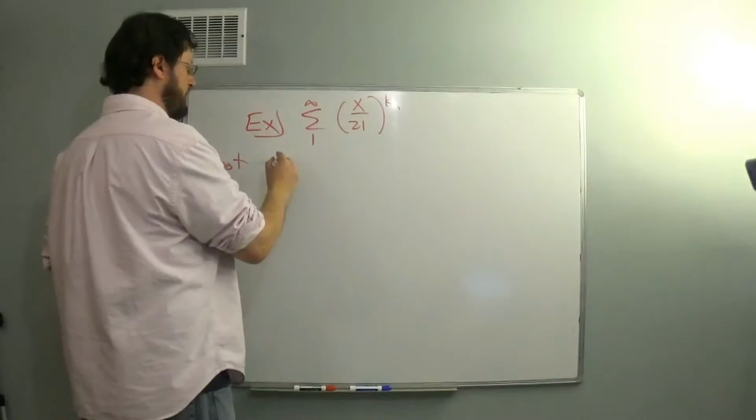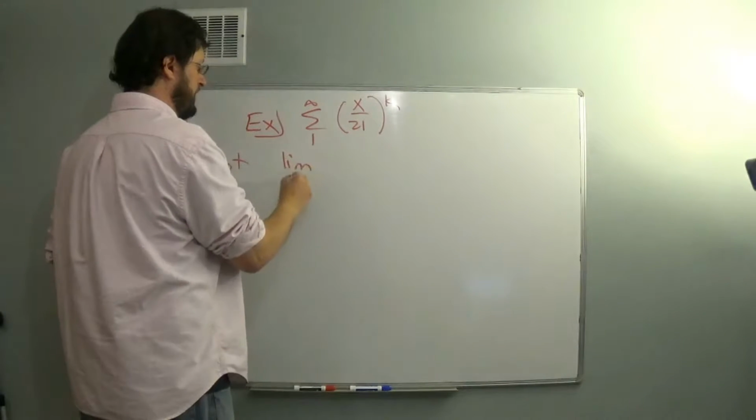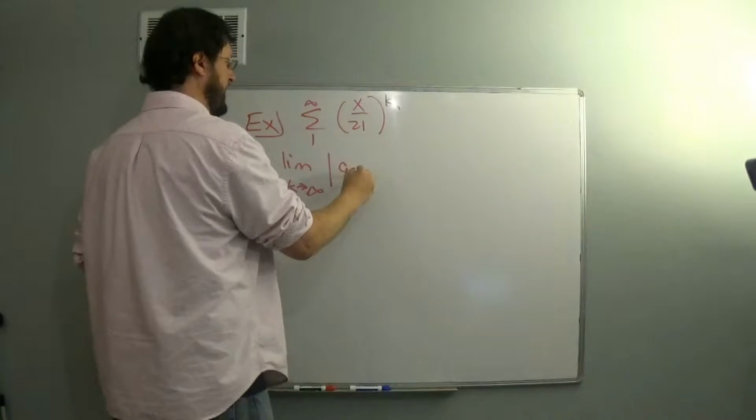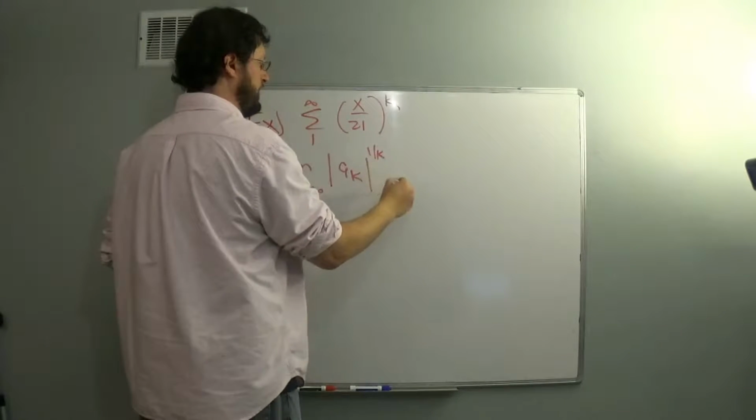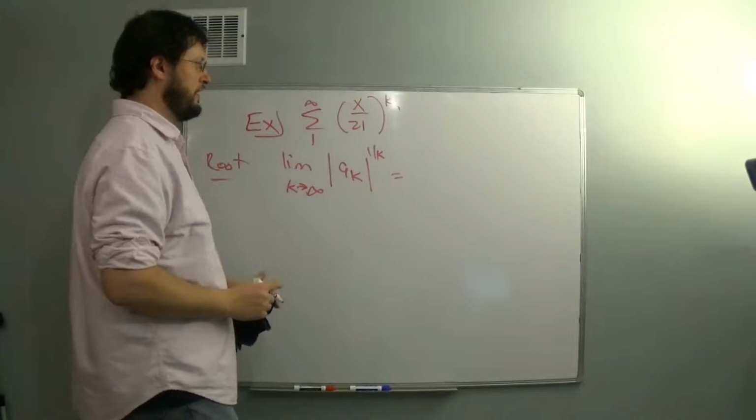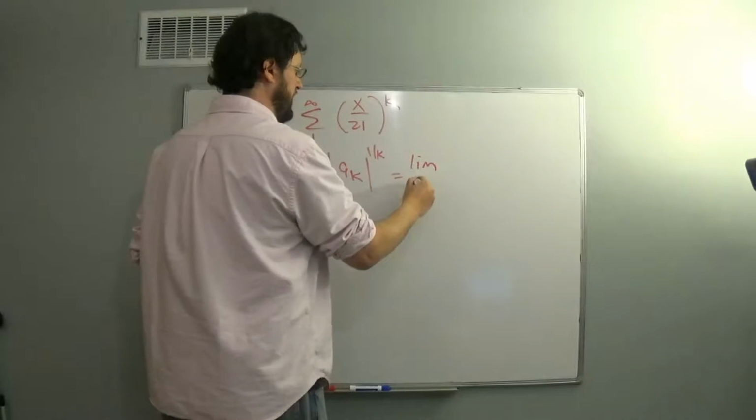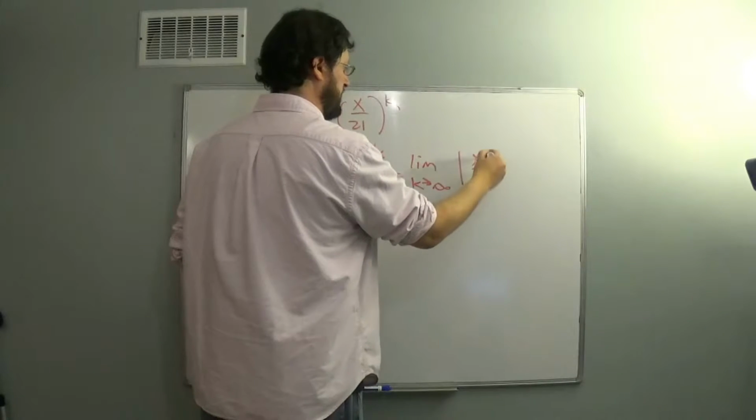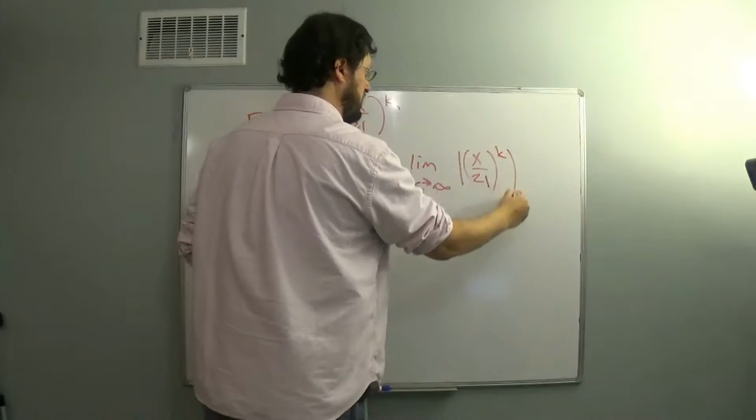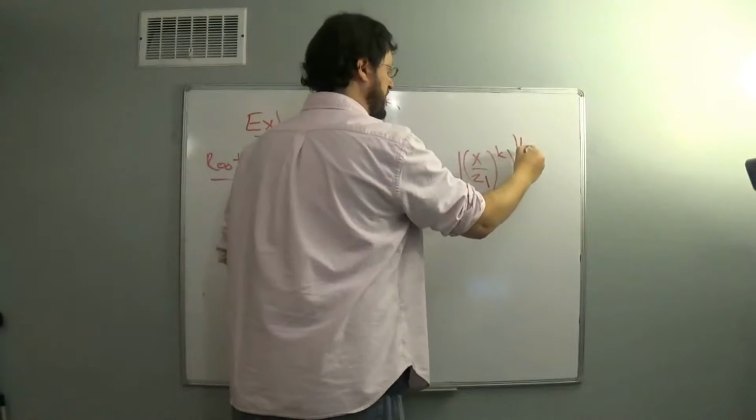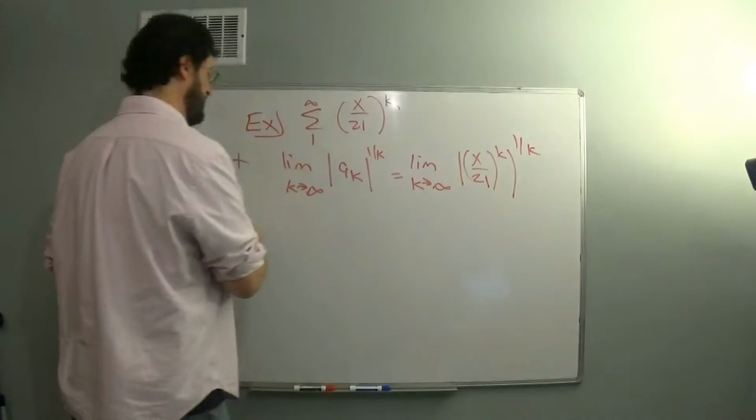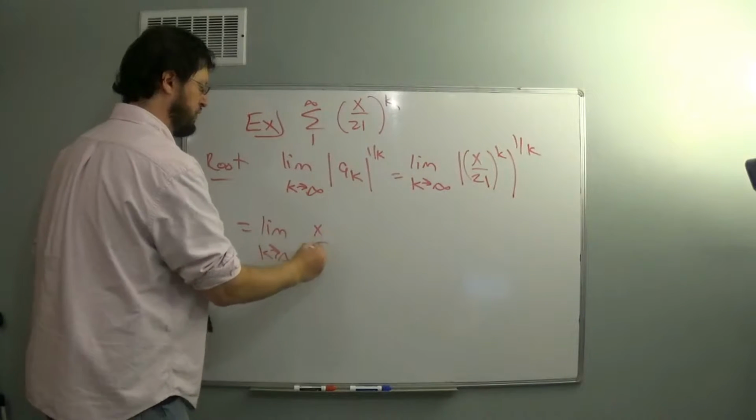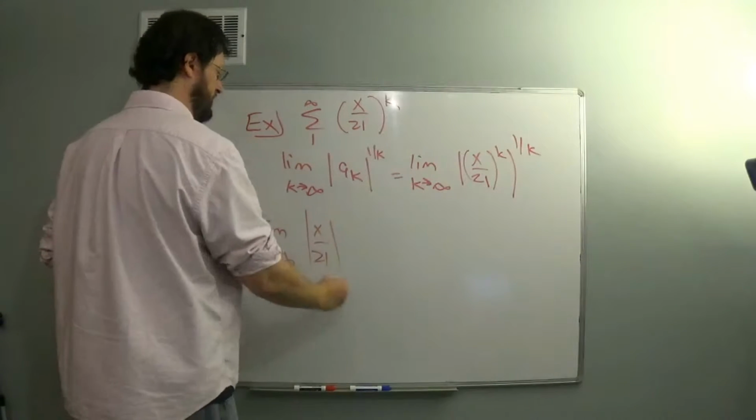And for the root test, we want the limit, as k goes to infinity, of the absolute value of a_k raised to the 1 over k. And in this case, that is the limit, as k goes to infinity, of the absolute value of x over 21 to the k, to the 1 over k. And the k's and the 1 over k's cancel, giving us the limit as k goes to infinity of x over 21 in absolute value.